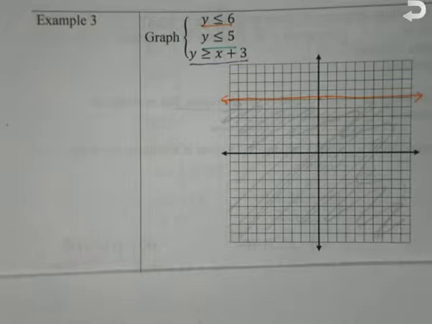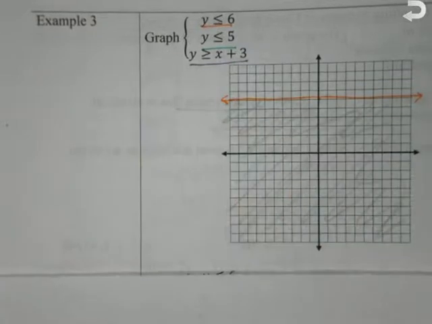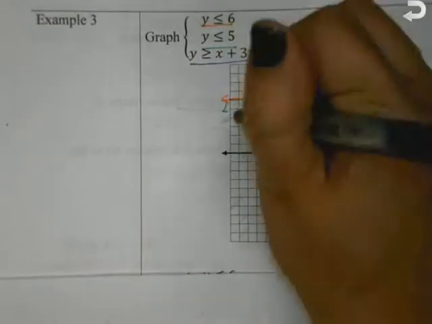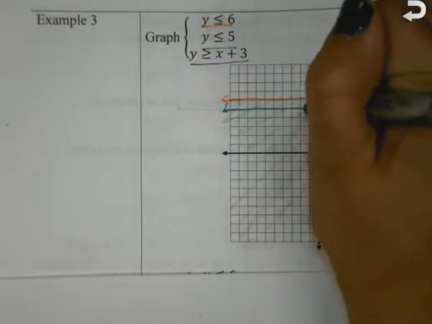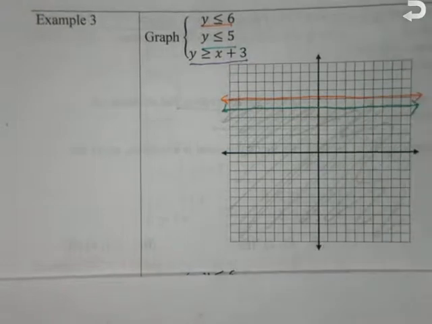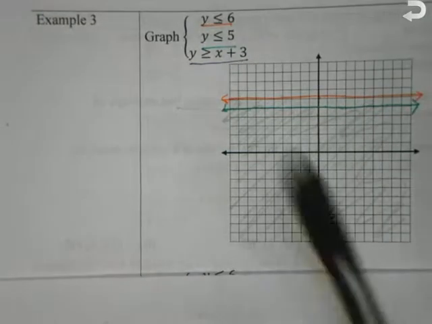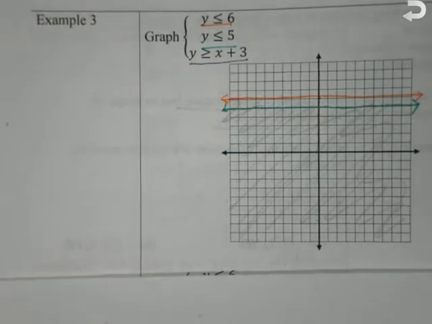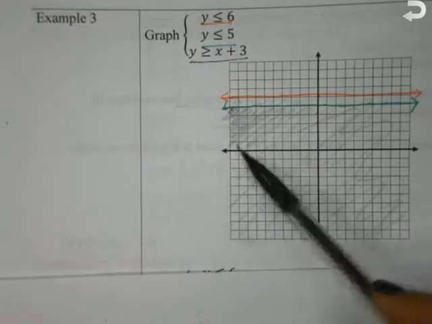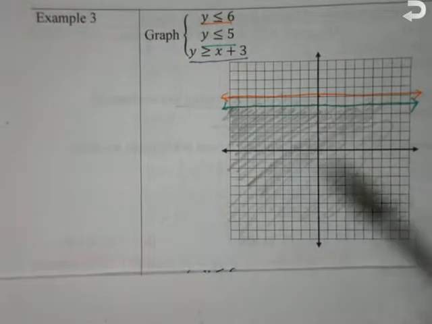y less than or equal to 5, vertical or horizontal? Also horizontal. So that's one space below, and it is also solid because it has the equal to. Since it's less than or equal to, is that one shaded above or below? Also below. So let's shade below the green line. So everything below the green line is pretty dark right now.